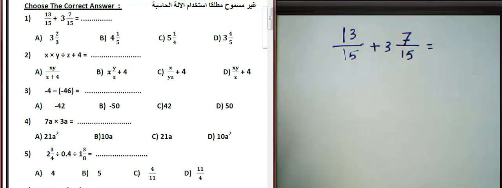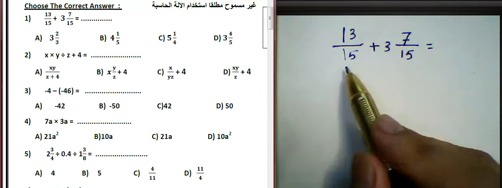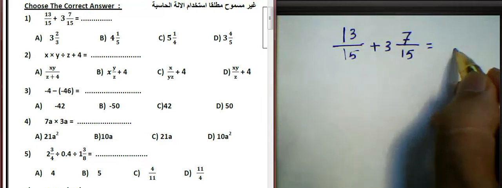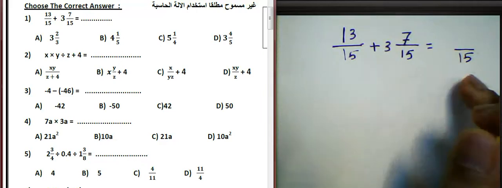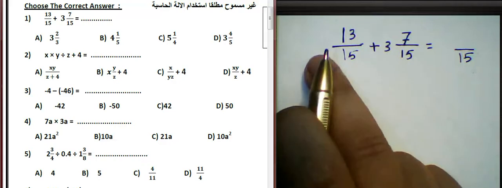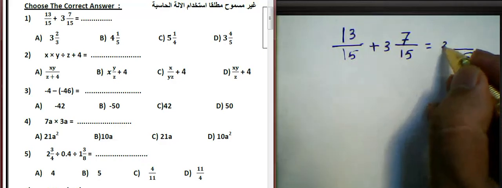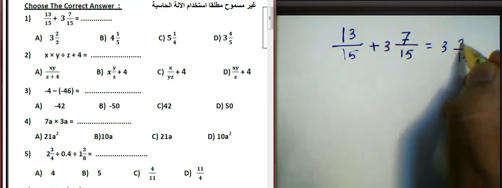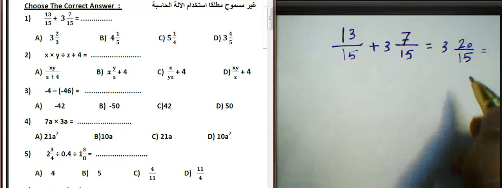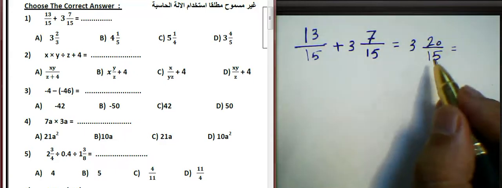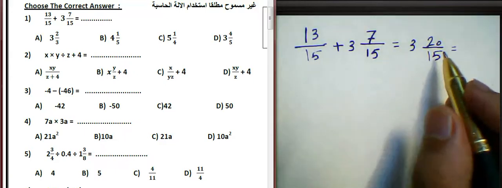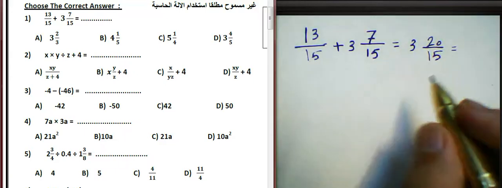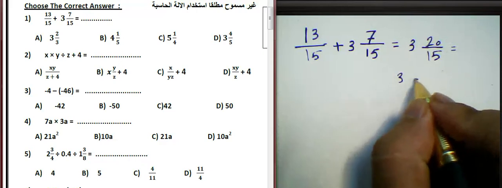First step, we must look at the denominator, 15. So we must write 15 in the denominator. 3 plus 0 equals 3. 13 plus 7 equals 20. The next step, we must simplify this fraction. Okay, we have a mixed number and 3.